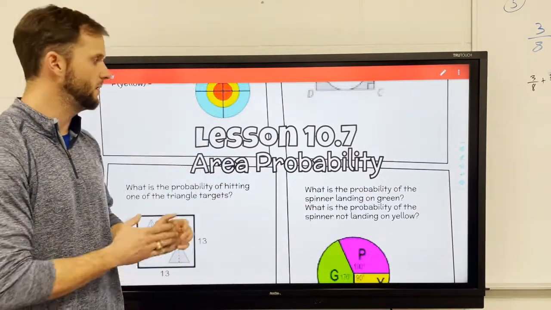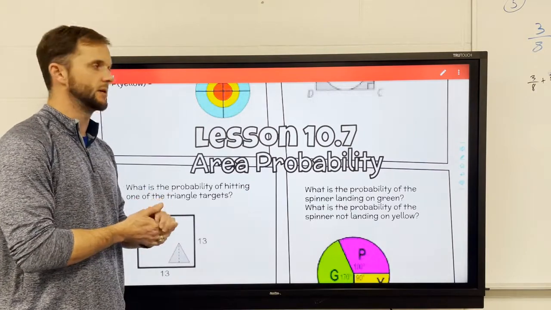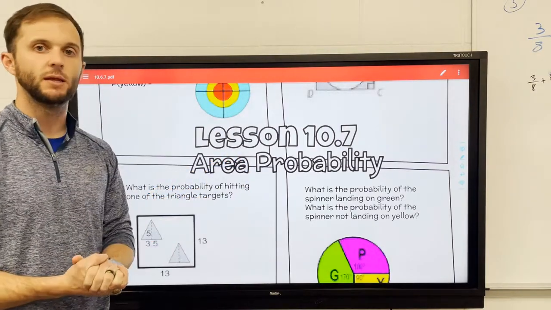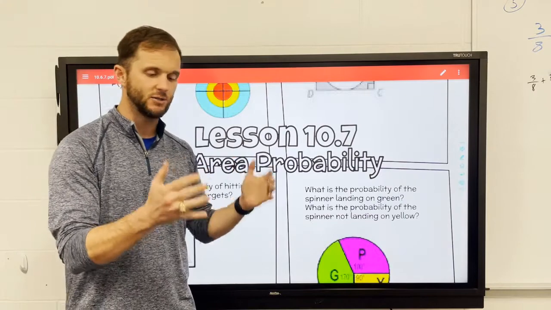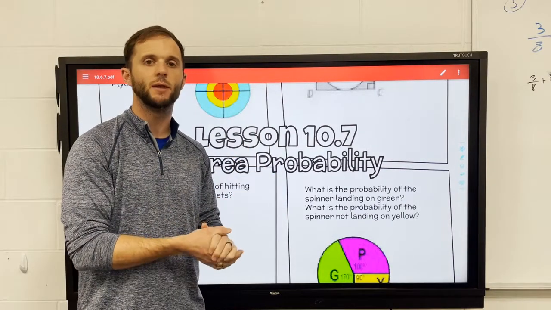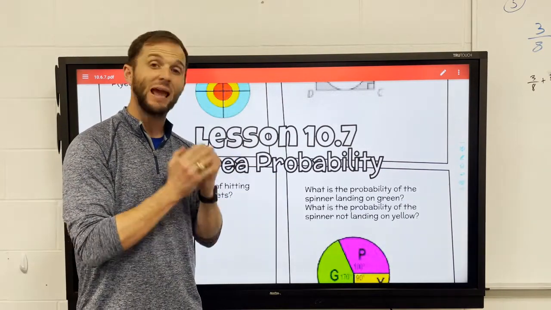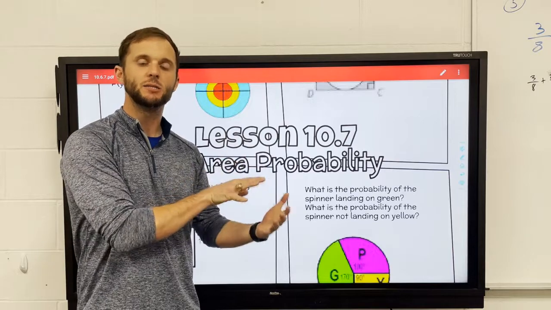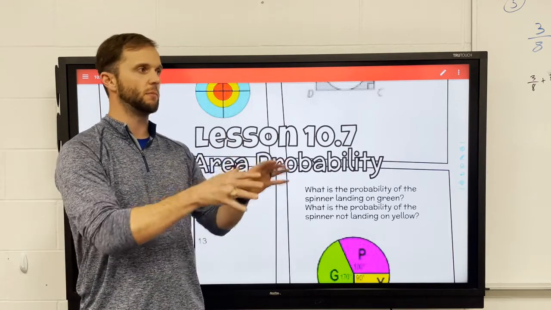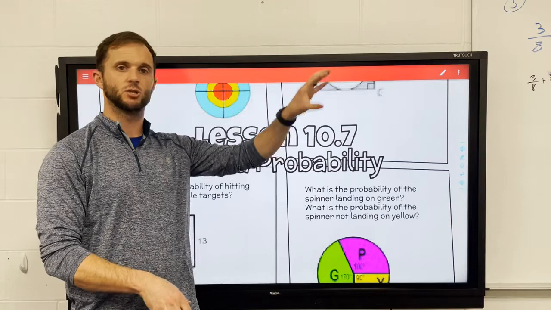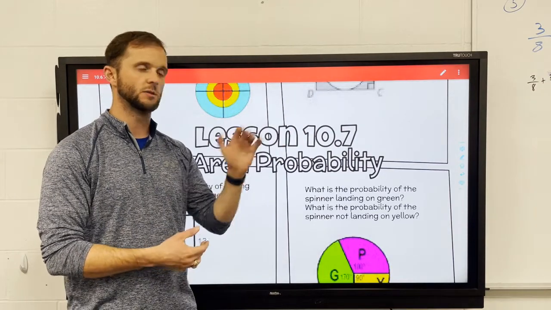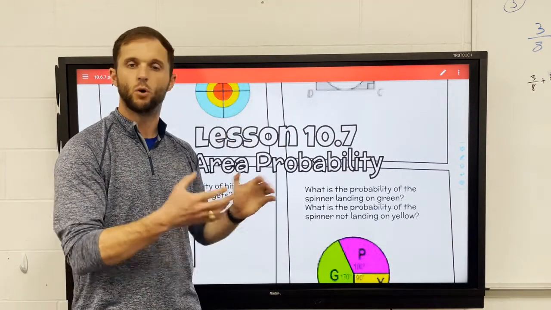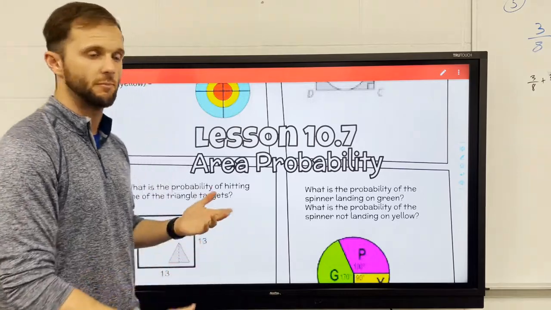Lesson 10.7, where we're moving into something called area probability. We did an entire section specifically on probability, so now we're going to take area and tie it into probability. What is the probability of hitting a certain spot on a target or a certain something on a board? Let's jump into that.